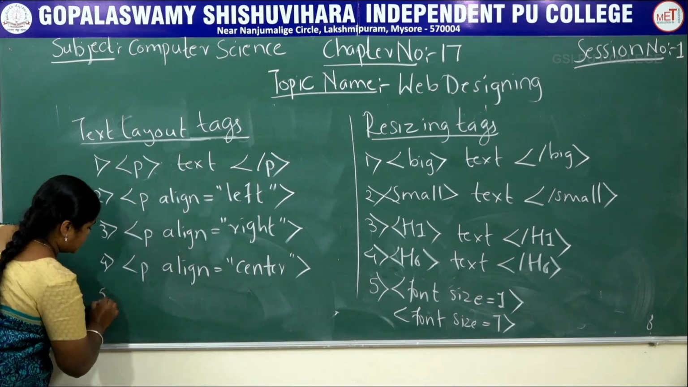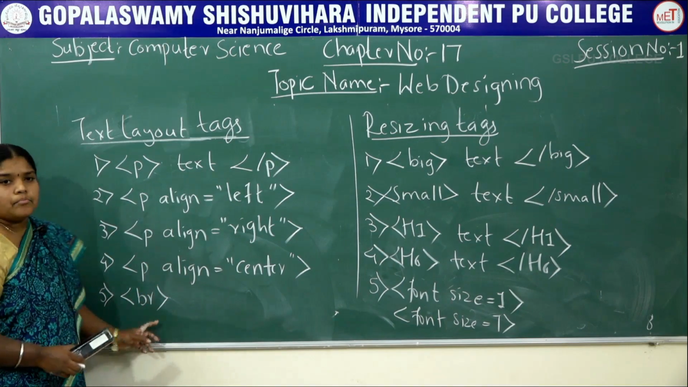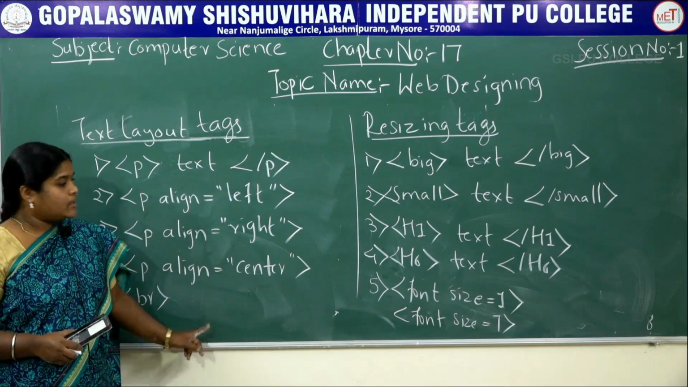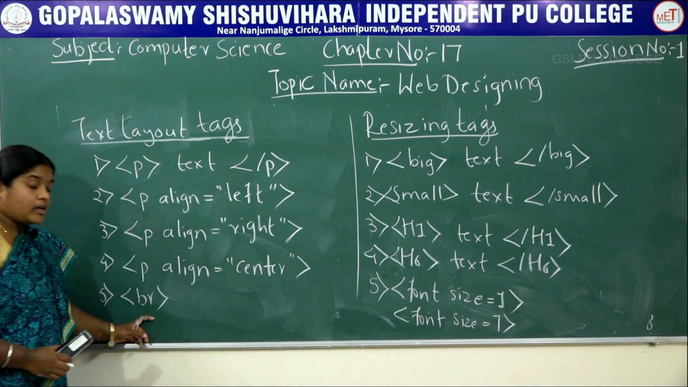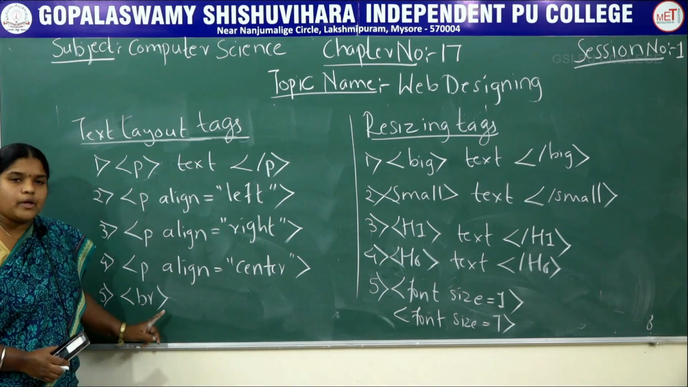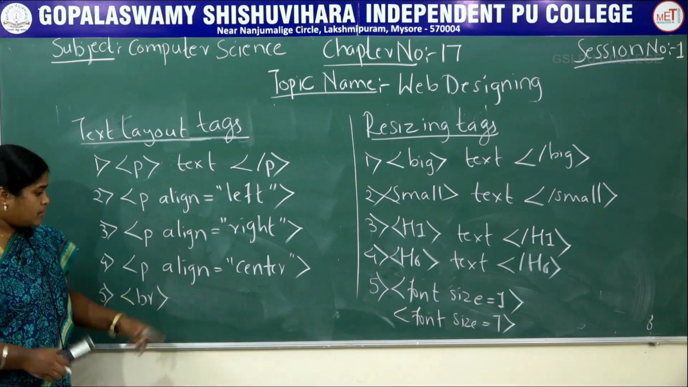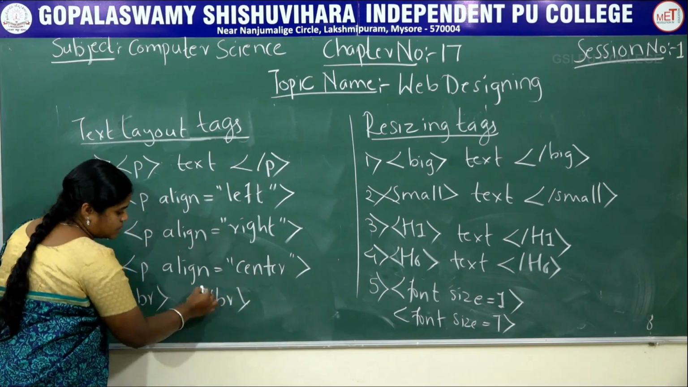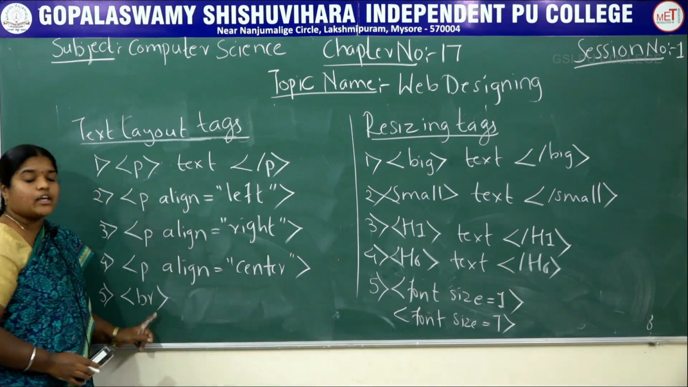Then next we will study the next tag, that is BR. The BR tag is nothing but a single line break tag. Let's see an example for this particular tag. The important thing you need to note about the BR tag is that it is a singular tag. There is no pair tag available for this. So it is a singular tag.